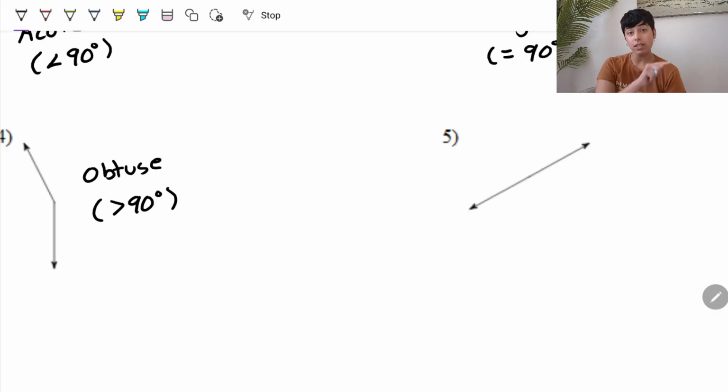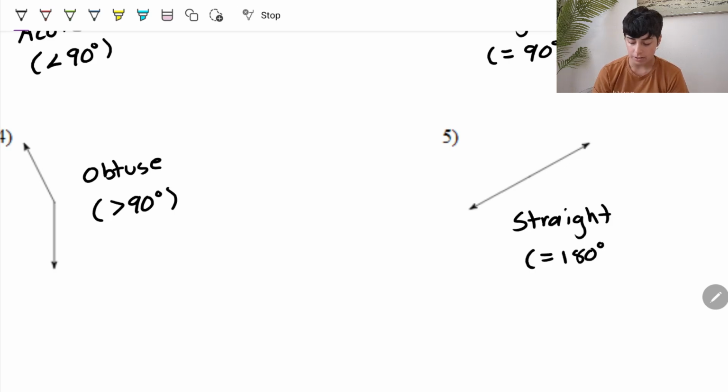And our last angle is literally a straight line, so lucky for us, its name is just what it is. It's a straight angle. And this angle is equal to 180 degrees. It's the only one of the four that's not necessarily associated with 90.